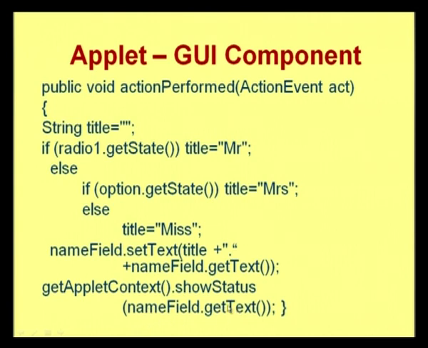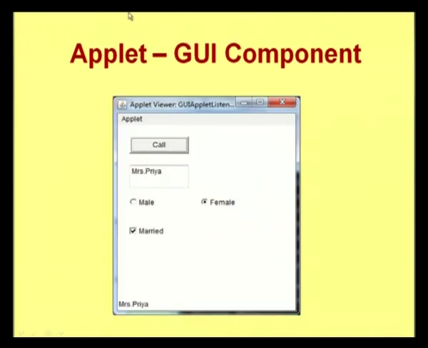getAppletContext.showStatus. And then I am specifying what status needs to be shown on that particular status bar. So all this happens whenever I try to invoke my button. So you can see here the same applet now with event listeners. If I type a name and then choose the particular sex, and choose a particular marital status, your data will get updated in your text box based on whatever sex and marital status has been selected. And also you can see that the status bar has been updated with the value that is available in your text field.